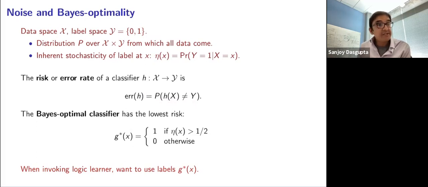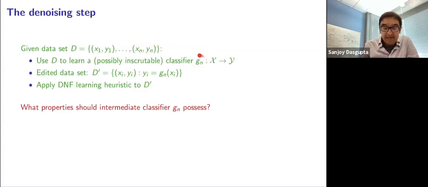In many of these situations, it's not possible to find a classifier with 0 error. But the best possible classifier is the Bayes optimal classifier. It's the classifier that predicts 1 if this conditional probability is greater than 1/2 and predicts 0 otherwise. You can't do better than that. So getting back to logic learning, what we really want to do to denoise the data is to take the labels we were given and replace them by the Bayes optimal label. Unfortunately, we can't do that because we don't know this classifier. So instead, we learn some surrogate classifier and use that instead.